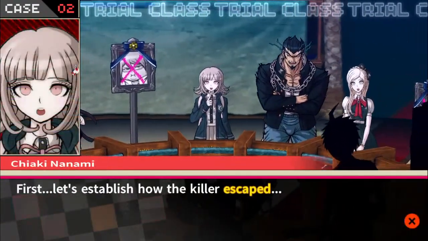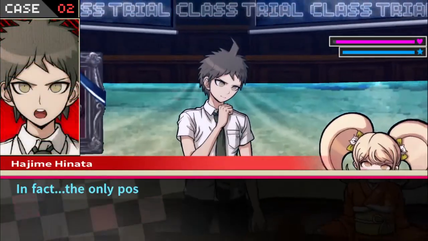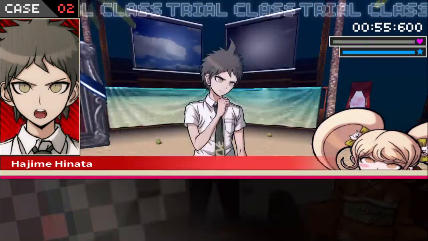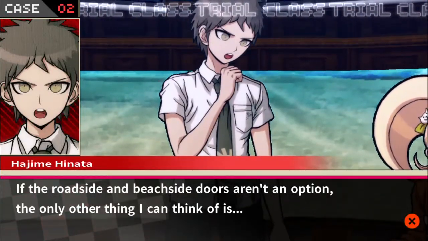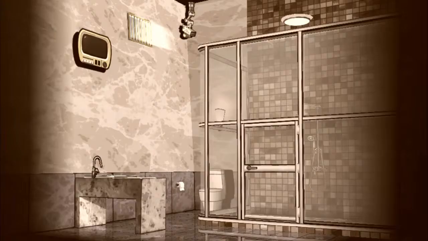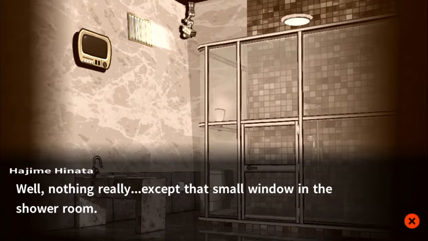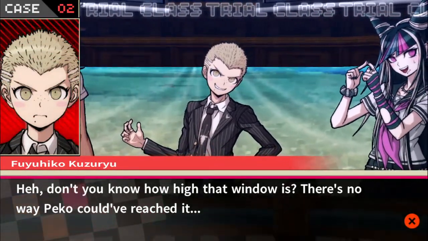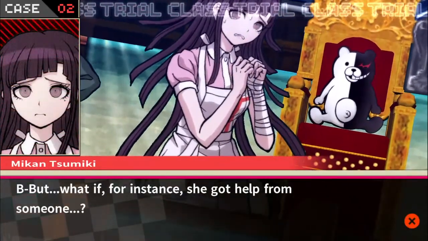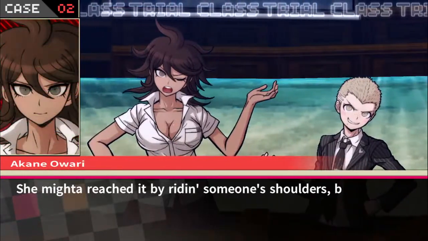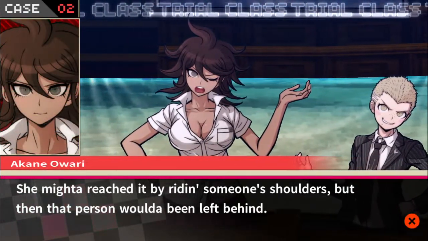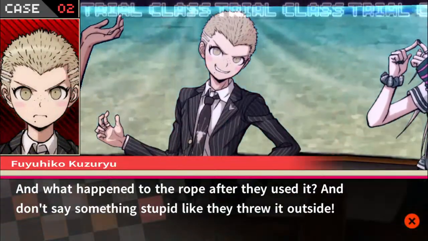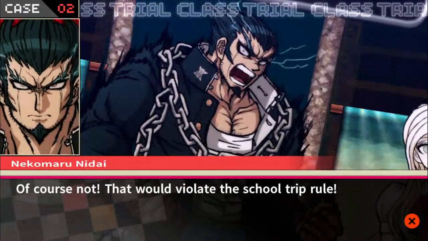First, let's establish how the killer escaped. I see! If the roadside and beachside doors aren't an option, the only other thing I can think of is... well, nothing really. Except that small window in the shower room. Huh. Don't you know how high that window is? There's no way Peko could have reached it! But what if, for instance, she got help from someone? She might have reached it by riding someone's shoulders, but then that person would have been left behind. Is it possible an object was used? A rope, for instance? And what happened to the rope after they used it? And don't say something stupid like they threw it outside! Of course not! That would violate the school trip rule!